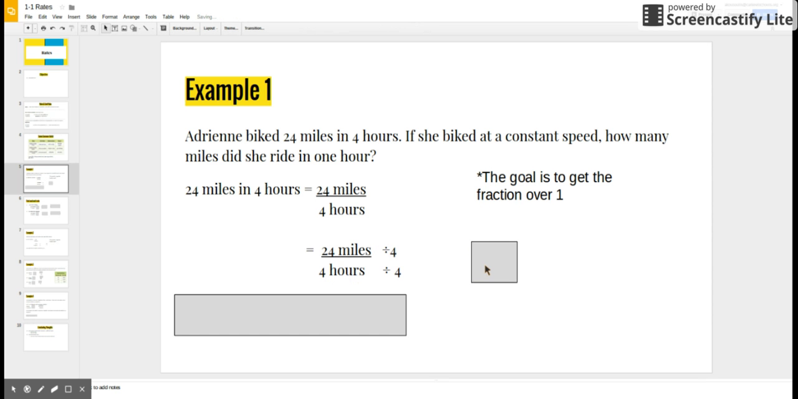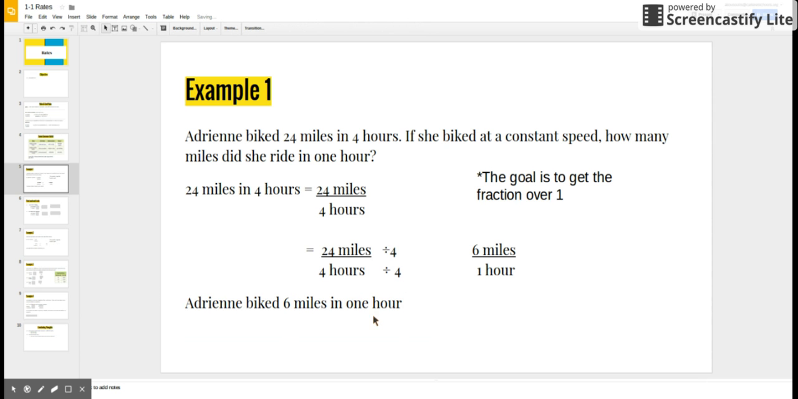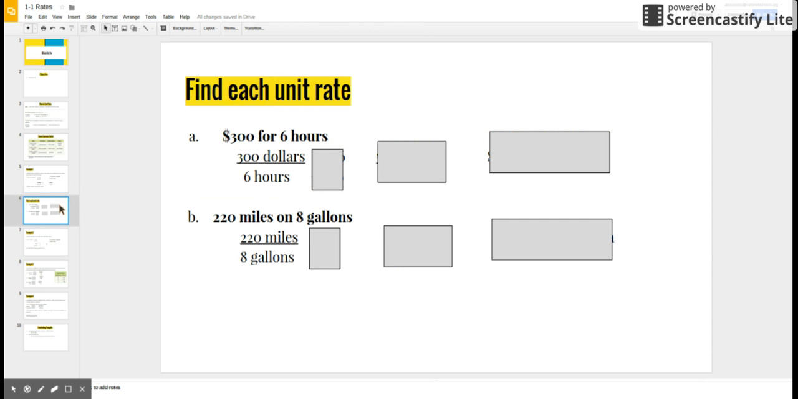And then you would get your answer to be 24 divided by 4 is 6. 4 divided by 4 is 1. So you would get 6 miles per hour. Adrian biked 6 miles in 1 hour. So here are some more examples.